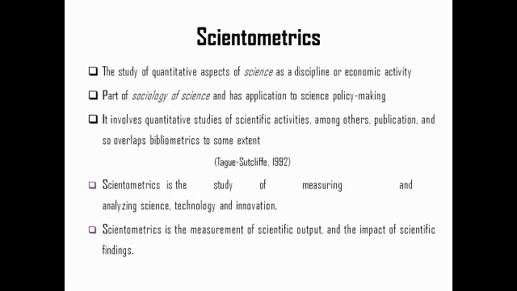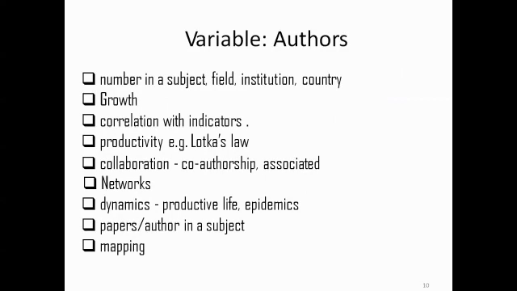Now we will come to the part like scientometrics. Scientometrics is the quantitative aspect of science as a discipline or economic activity. It's a part of the sociology of science, normally used for policy making, to decide whether we can go for something or not. It is used to measure or analyze science, technology and innovation, and majorly it is purely the measurement of scientific output and the impact of scientific findings. We are going to use different kinds of variables with respect to scientometric analysis.